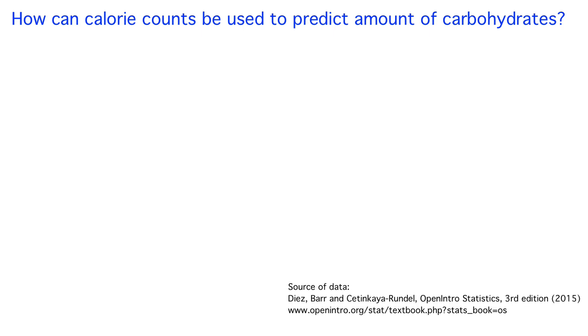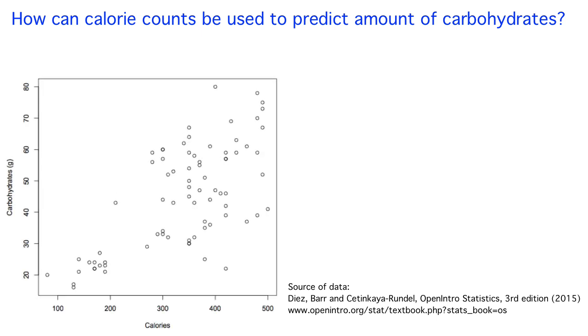This example uses the nutritional information that was collected on food items sold at Starbucks in the US in 2011. At that time, the display in Starbucks restaurants listed the calories, but not the other nutritional information. And we'll investigate whether the calorie content, the explanatory variable, is a good predictor of the amount of carbohydrates, which is our response variable.